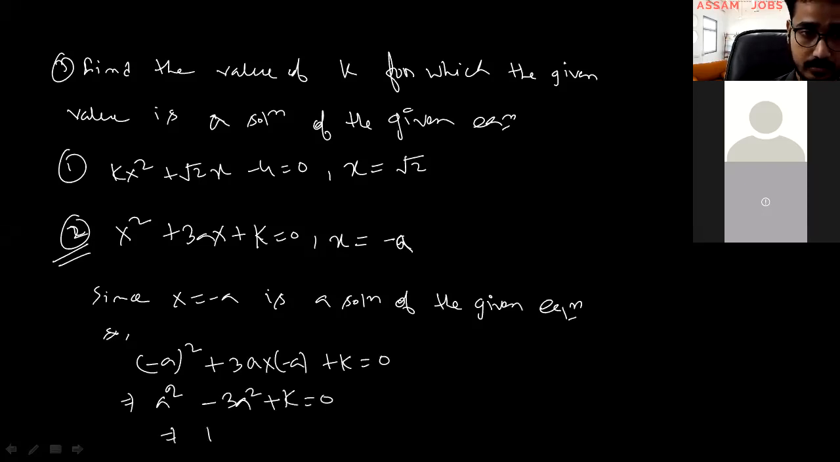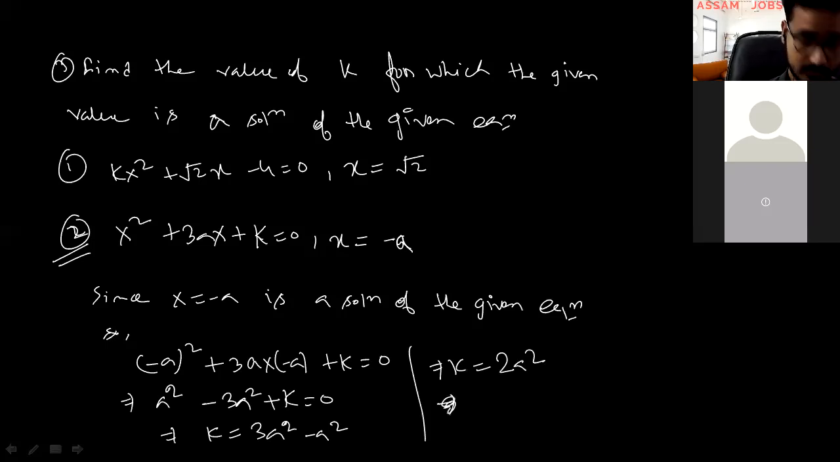So k will be, if you take this term to the right hand side, 3a square minus a square. So it will be 2a square. So the value of k is what? The value of k is 2a square. Yes or no? Yes. Okay. Question number 1, do as homework.